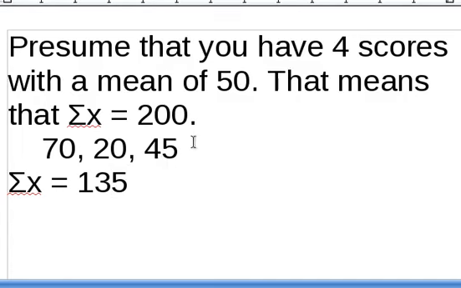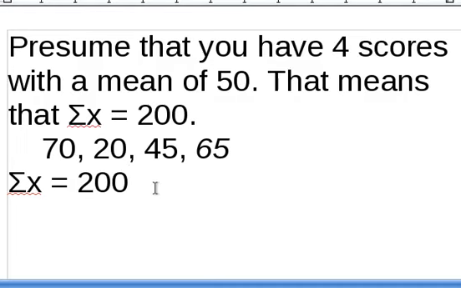And at this point, our freedom stops. We cannot have any choice on that last number. It has to be 65 because the sum has to come up to 200. So essentially, when we're doing the average of 4 scores, we have 3 degrees of freedom.